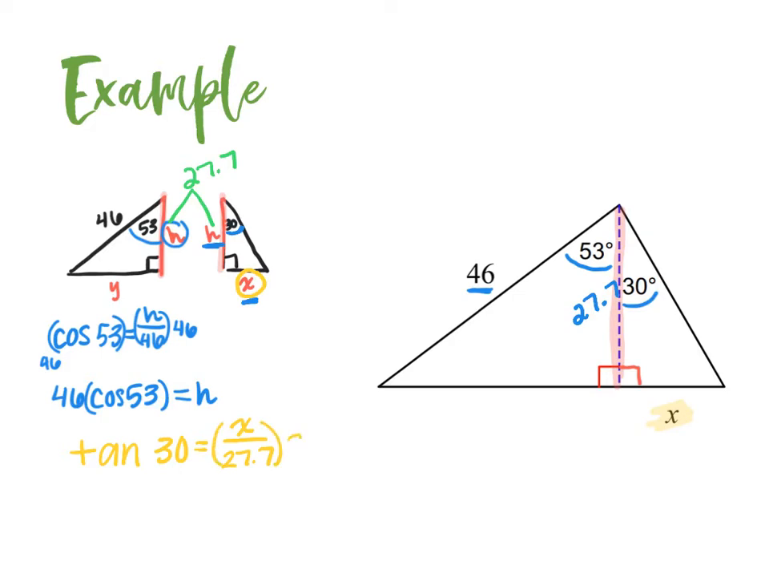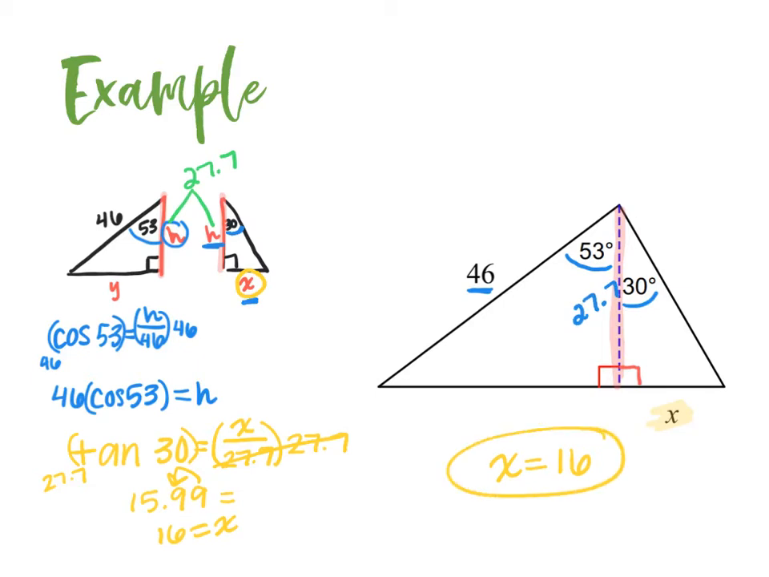So I'm going to multiply both sides by 27.7. And 27.7 times the tangent of 30 is going to equal 15.99, and if we're rounding to the nearest tenth, that's going to round up to 16. So x equals 16. What we've done is use trig functions to help us find the missing pieces.